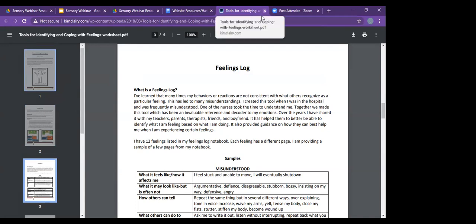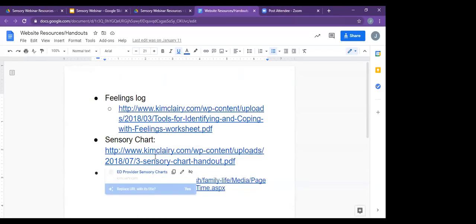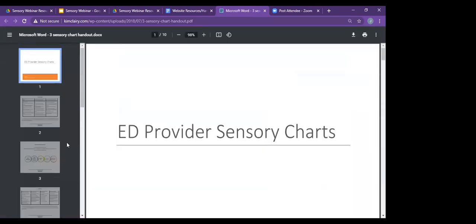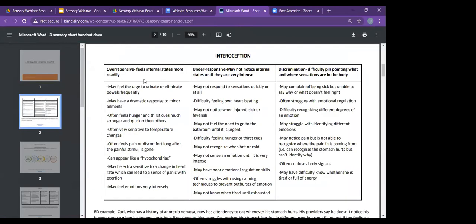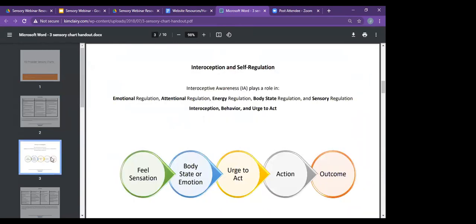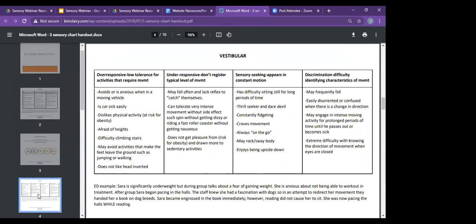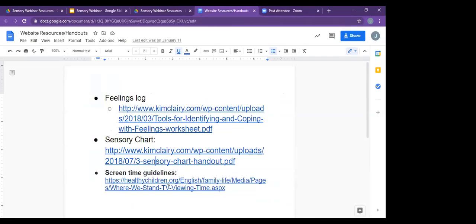And then we have a sensory chart. It just kind of goes through over-responsive, interoception types of responses, under-responsive, and discrimination. So difficulty pinpointing what and where the sensations are in your body. And just some great information on this. It's pretty long, 10 pages, but just some great tools for you guys to look through.